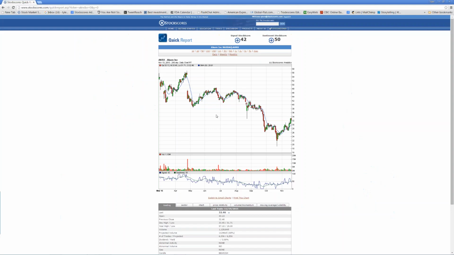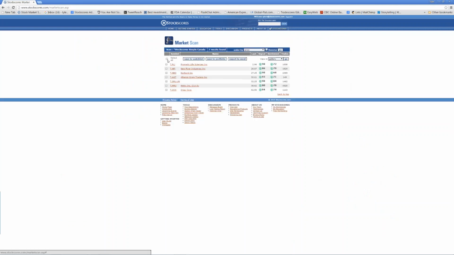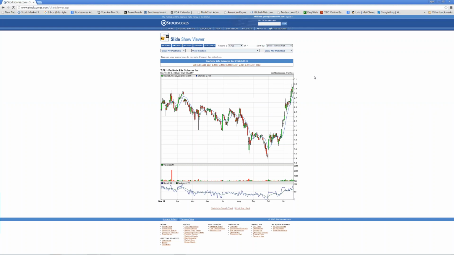So let me just jump into Stock Scores now, go to the Market Scan tool, and I'm going to select the Stock Scores Simple Canada. So we'll do Canada first. You'll notice I have Canada and the US separate. And I'm going to run the scan. It found 7 stocks. We're going to view these in a slideshow chart viewer. So I've just changed this to slideshow. And I'm going to click on go. And now I get nice big charts to look at to determine whether the stock has everything I want to see. So let's look at this one first.